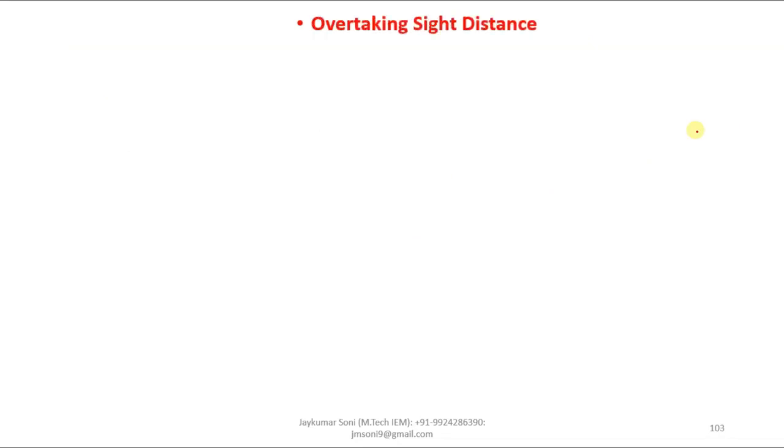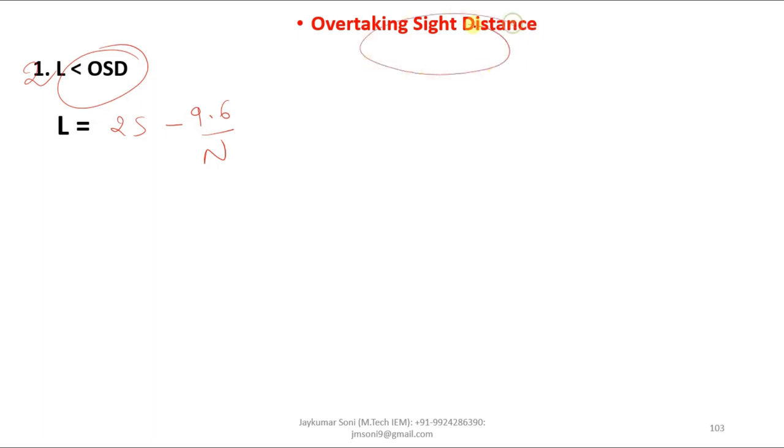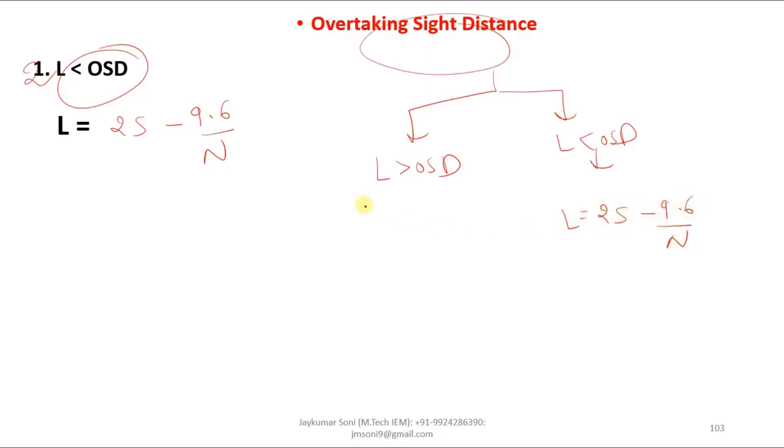Now let us learn about the second case where L is less than OSD. The direct equation for this case is L is equal to 2S minus 9.6 by N. So this is how two cases for OSD can be considered. In OSD also there are two cases, L more than OSD and L less than OSD. If less than OSD, you have to put the value as L is equal to 2S minus 9.6 by N, and if L is more than OSD, then the final equation will be NS square by 9.6.